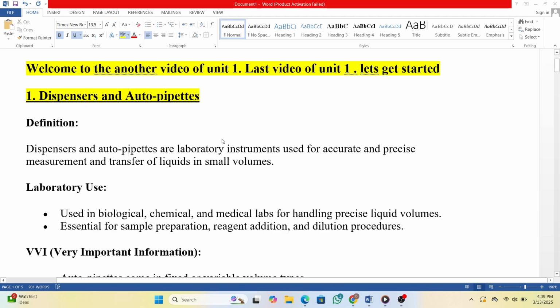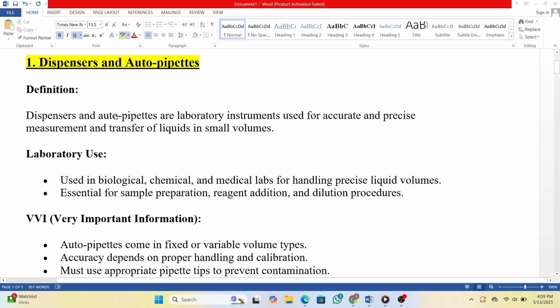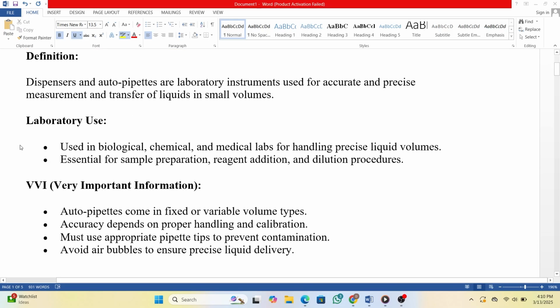Let's get started. 1. Dispensers and auto-pipettes. Definition: Dispensers and auto-pipettes are laboratory instruments used for accurate and precise measurement and transfer of liquids in small volumes. Laboratory use: used in biological, chemical, and medical labs for handling precise liquid volumes. Essential for sample preparation, reagent addition, and dilution procedures.